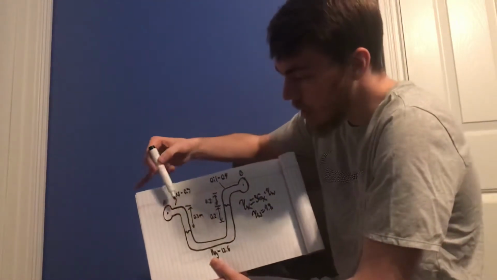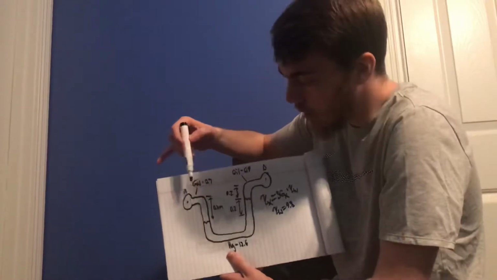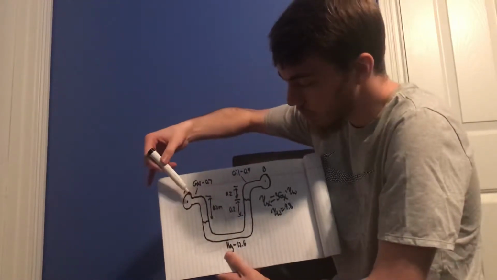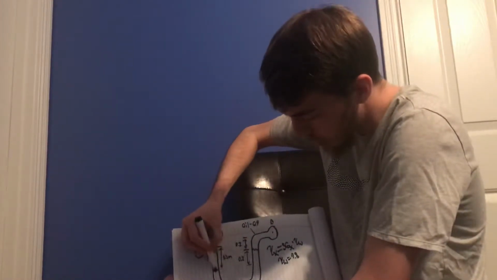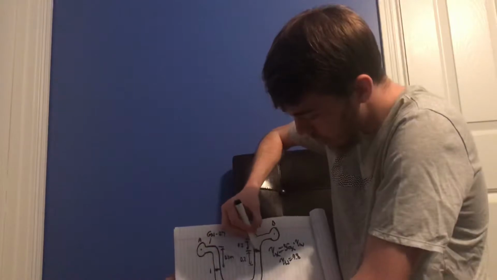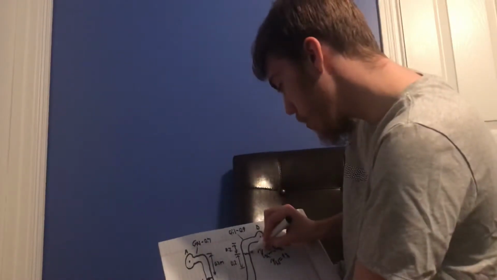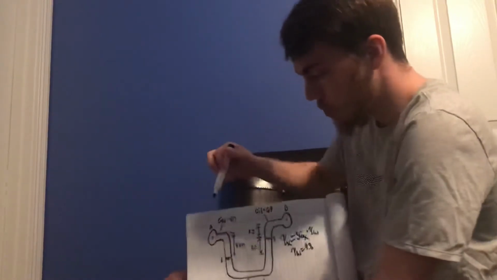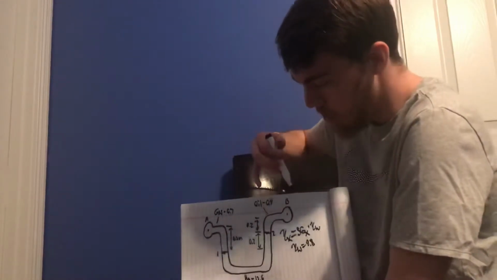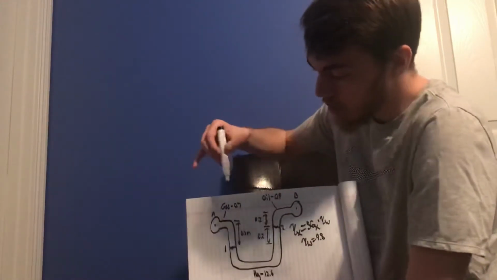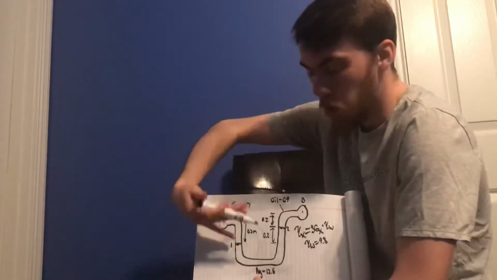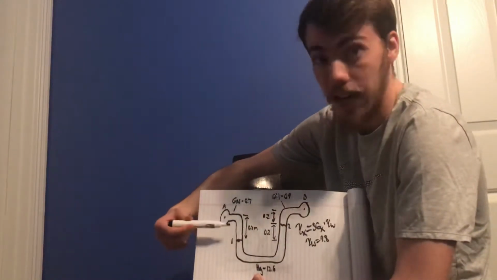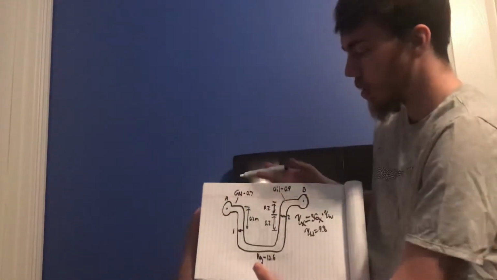Okay, now our main goal is to find the pressure difference between each point in this manometer. So we're going to make this point 1, we're going to make this point 2. So we have point A, 1, 2, and B. To look for the pressure difference from point A to 1, you know that the lower the point is, the higher the pressure.